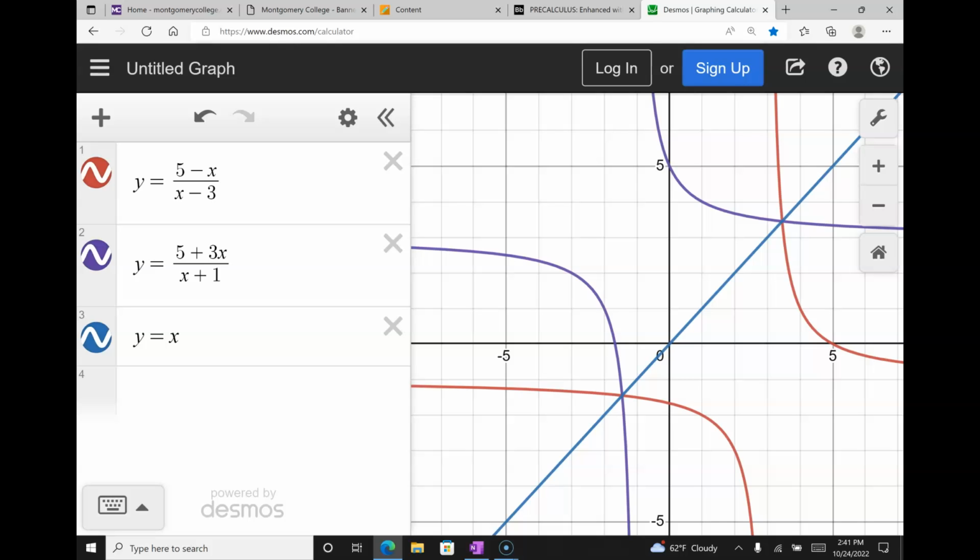The inverse does what? What's the inverse supposed to do? Takes the x and makes it a y. Switch the x to y. Right?